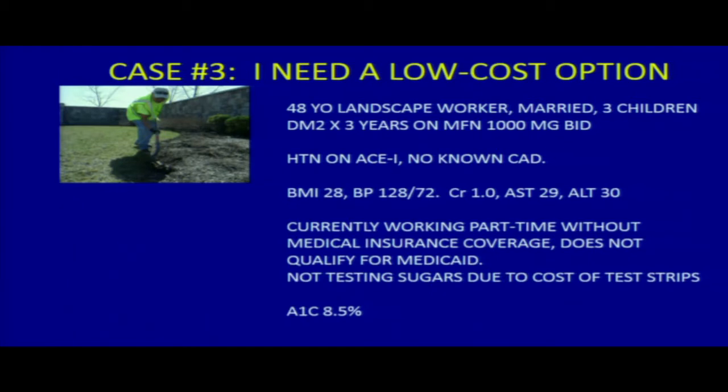You have a 48-year-old landscaper who's married, has 3 children, so a tough financial situation, has diabetes, has no insurance, and is managed with metformin therapy as a single therapy. He's on an ACE inhibitor, no history of cardiovascular disease. His BMI is 28, so he's overweight. Vital signs are normal, laboratory is normal, and no insurance. His hemoglobin A1C is 8.5. So what is the next step?